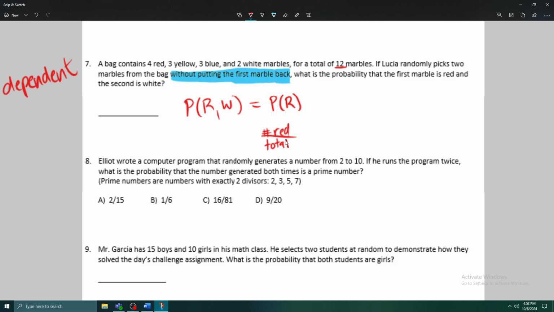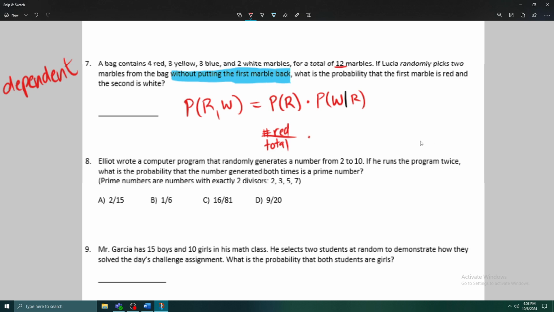Over the total. And then we're going to multiply that by, and this is going to be a little bit weird, the probability of white. So the probability of getting a white marble, but we're assuming that we got a red one out first, right? That little black bar, you can kind of think of that as saying "after." So the probability of drawing a white one after a red one has already been pulled out, okay?